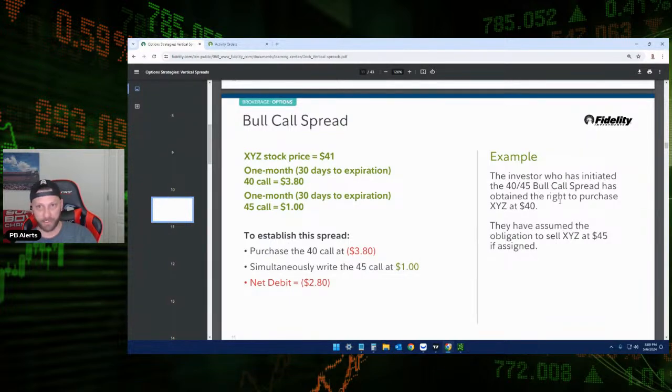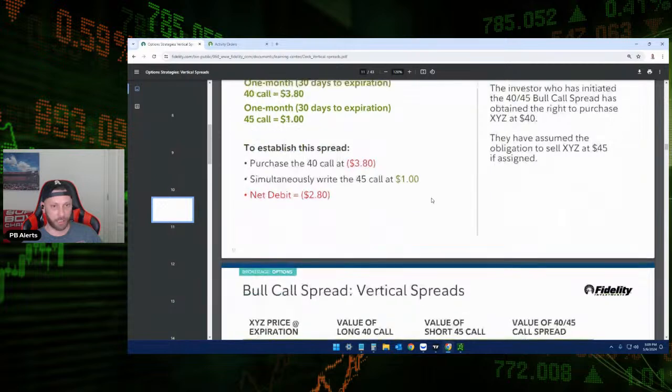So the example is that the investor who has initiated the 40-45 bull call spread has obtained the right to purchase XYZ at 40, because that's the call that they purchased. But they have assumed the obligation to sell XYZ at 45 if assigned. Having those two going on at the same time is what forms the spread. So let's keep scrolling down.